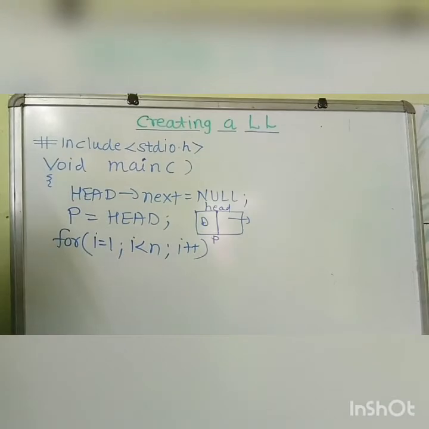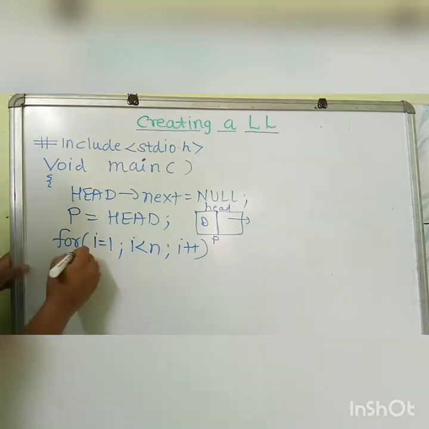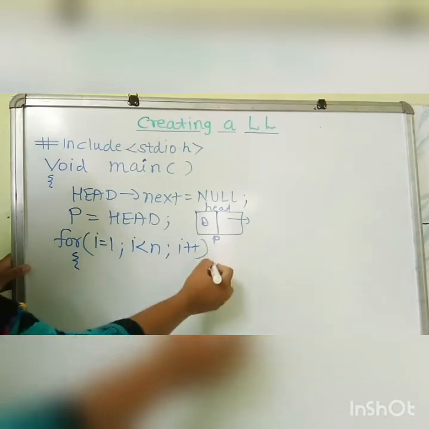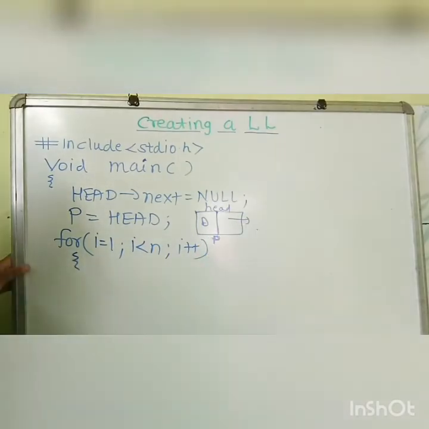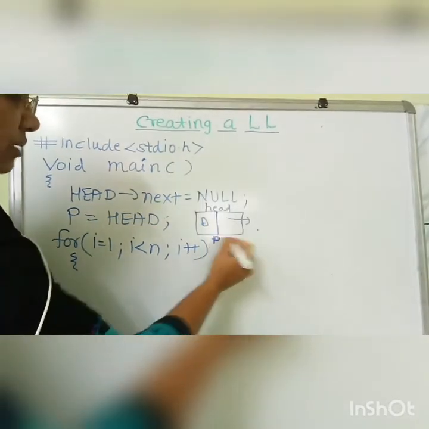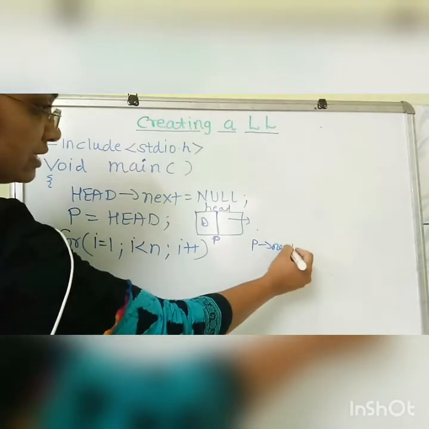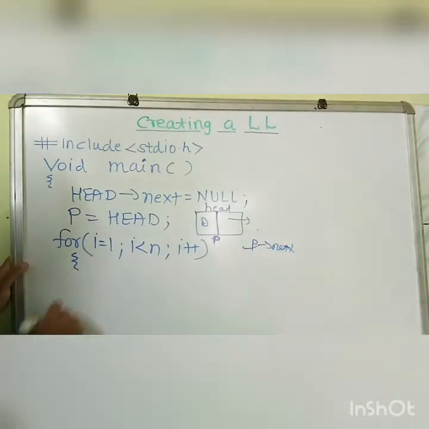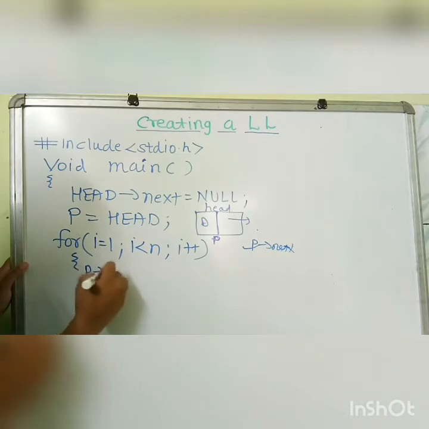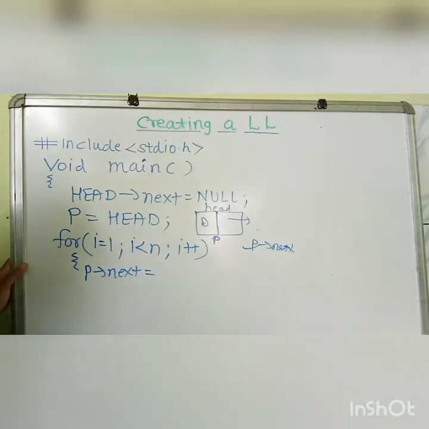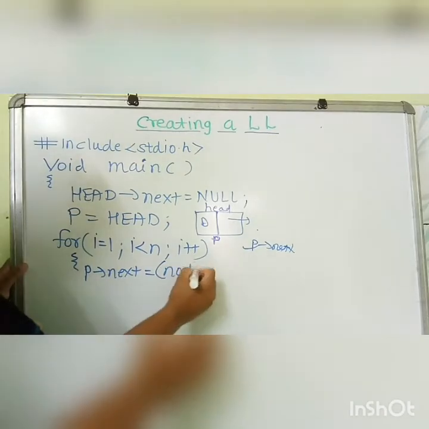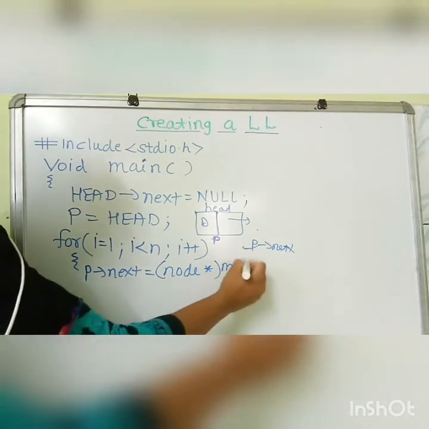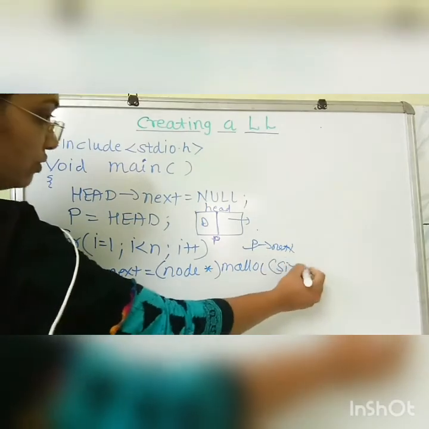Now in this section we will create the memory for the next elements and also accept the data element of those next elements. As p is placed here, we have to allocate the memory for the next element. If we denote p pointer next, then we can allocate the memory for this: p pointer next equals, again using the memory allocation statement, node star malloc size of node.